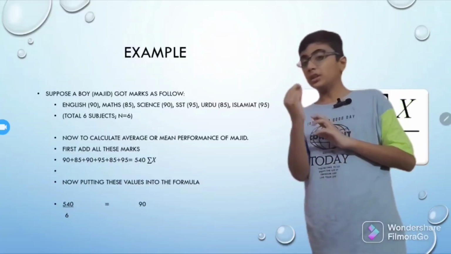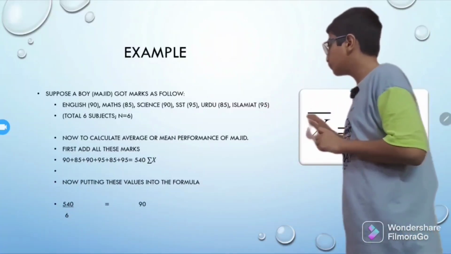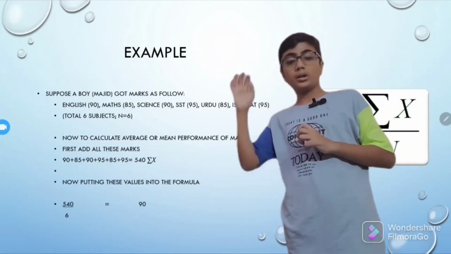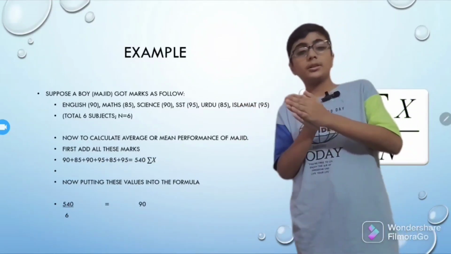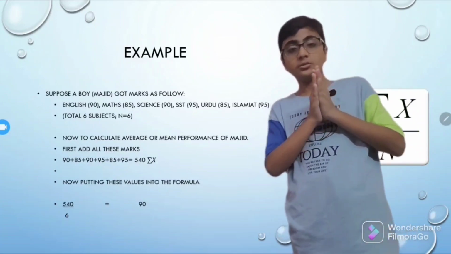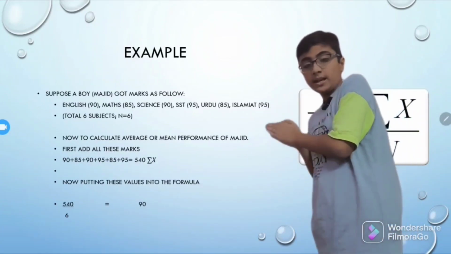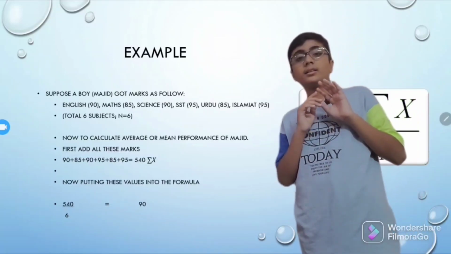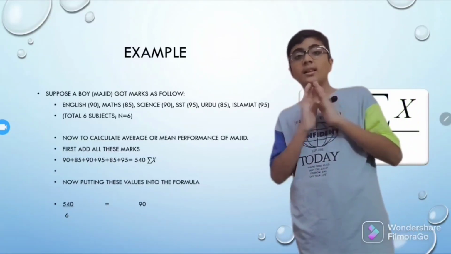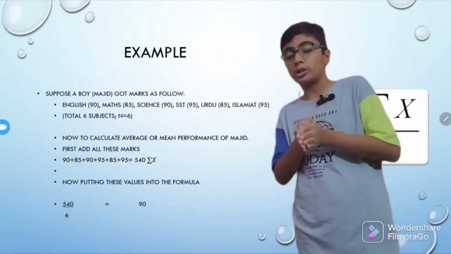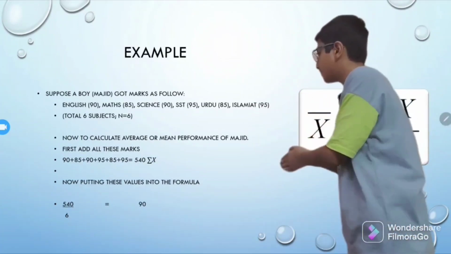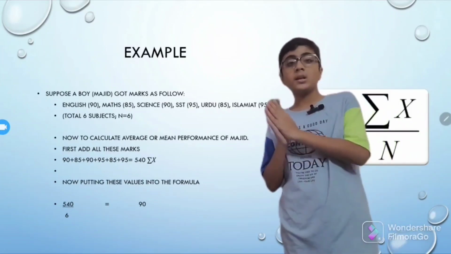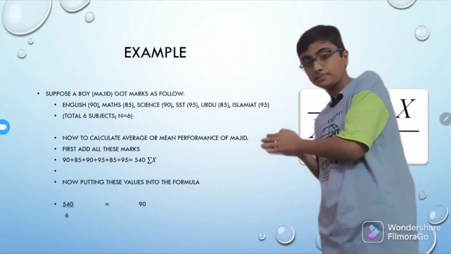First of all, we'll add all of the values, which means we have to find the sum of the values, which is 540. There are totally 6 subjects, which means the number of values is 6 and the sum of the values is 540. 540 divided by 6 is equal to 90, which means the mean is 90.